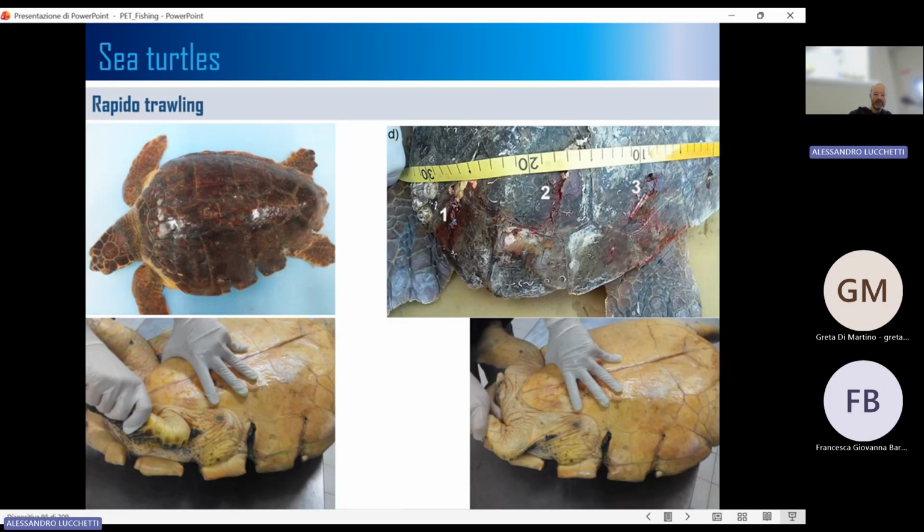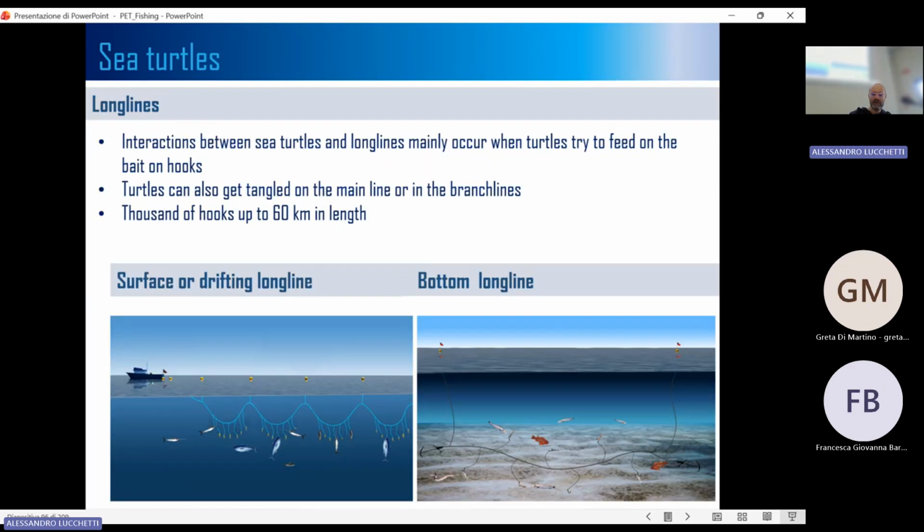But at a certain time, we recovered turtles like this. There are injuries from the rake, as you can see here, and also on the bottom. These turtles survived, but obviously you can see that we identify the rapido trawl as the main cause of death.